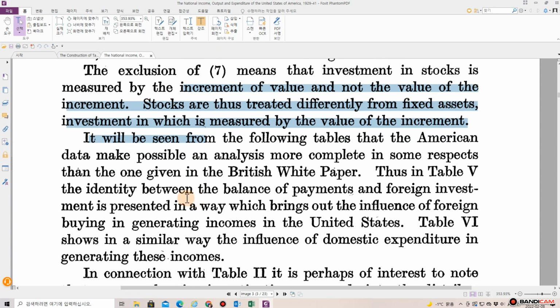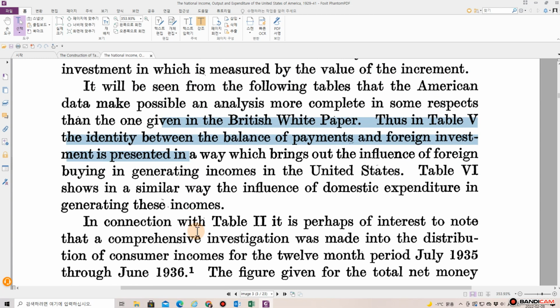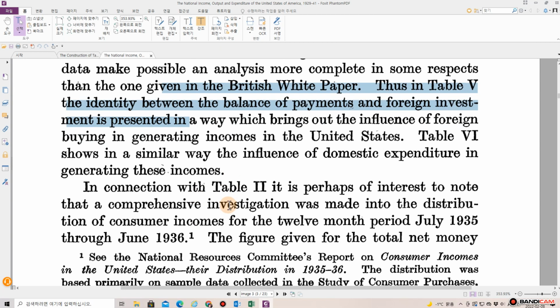It will be seen from the following tables that the American data make possible an analysis more complete in some respects than the one given in the British White Paper. Thus, in Table 5, the identity between the balance of payments and the foreign investment is presented in a way which brings out the influence of foreign buying in generating incomes in the United States. Table 6 shows in a similar way the influence of domestic expenditure in generating these incomes.